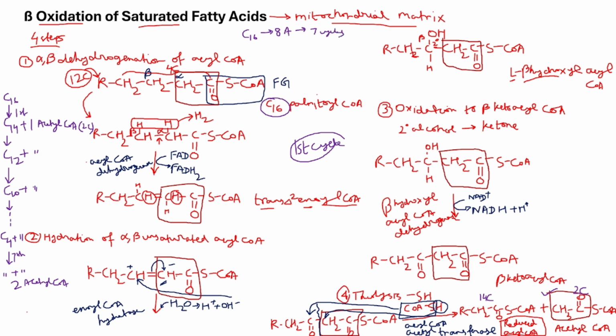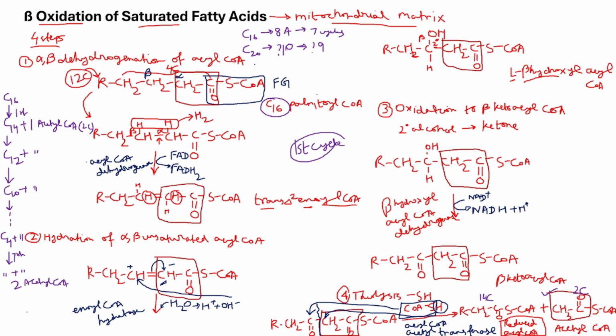So questions ask that if you have a 20 carbon long fatty acid molecule, how many acetyl CoA molecules will there be through beta oxidation, or how many cycles? So C20 means 20 by 2, so you will have 10 acetyl CoA molecules and 10 minus 1, 9 cycles.